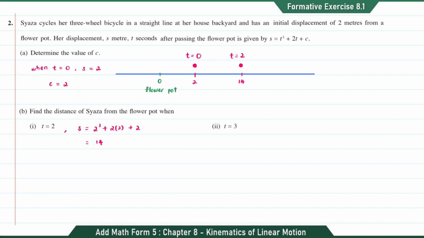Question number 2, t equal to 3. Here we substitute t equal to 3 into the displacement function. It will be 3 cubed plus 2 times 3 plus 2, which is equal to 35. So the distance from the flower pot at t equal to 3 will be 35.